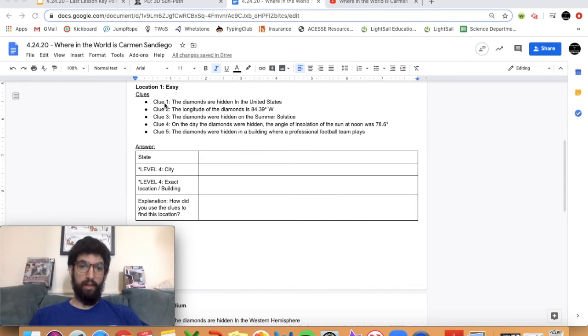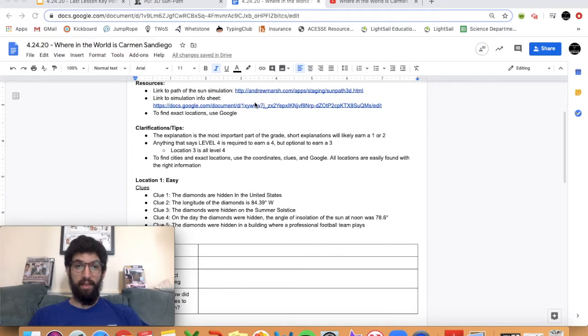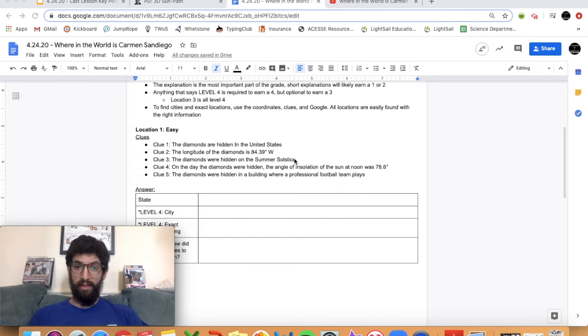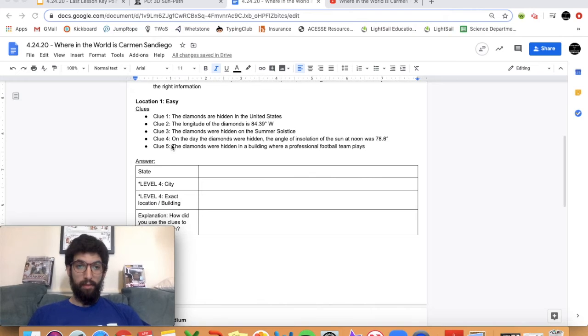Our clues are: the diamonds are hidden in the United States, so that should help. The longitude of the diamonds is 84.39 degrees west. Anytime you have a location like that, I recommend you go to the simulation and enter that. The diamonds were hidden on the summer solstice. Just like with the longitude, go to the simulation and enter the summer solstice. That'll help.